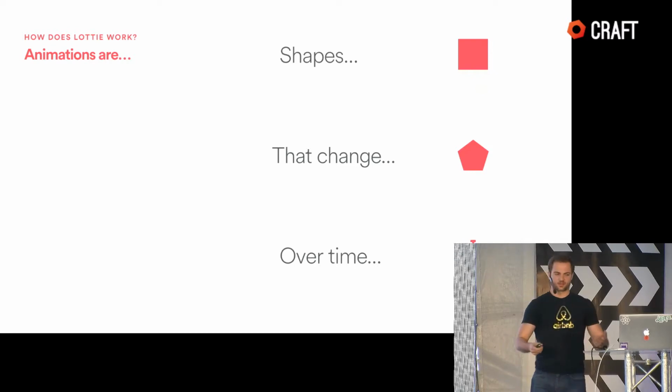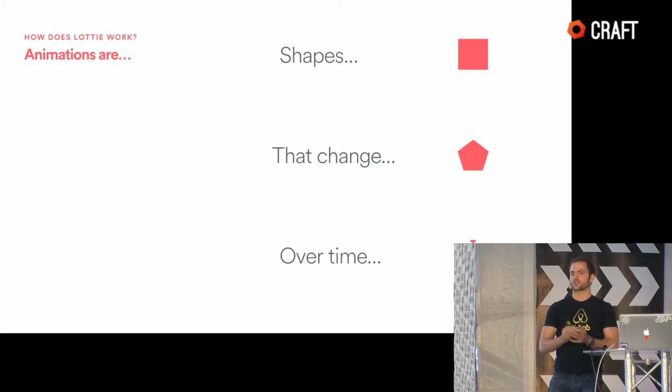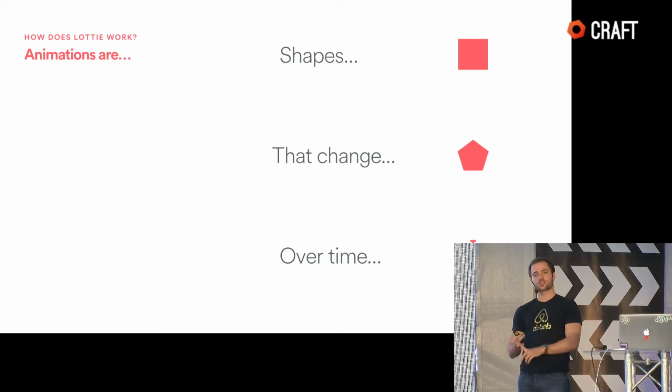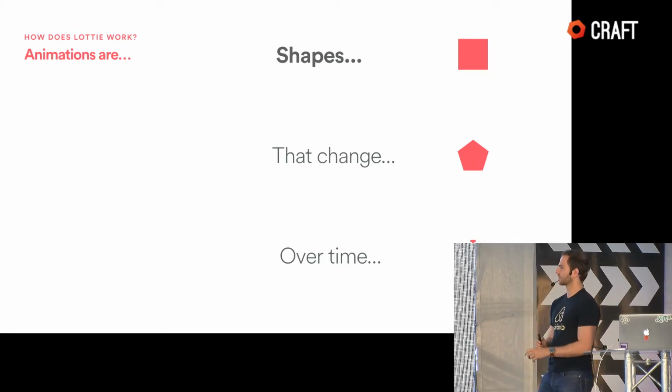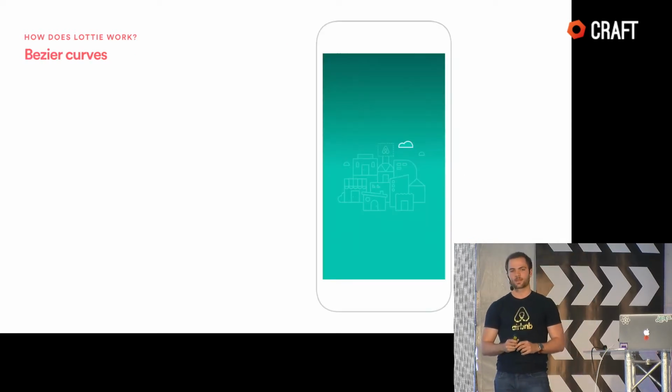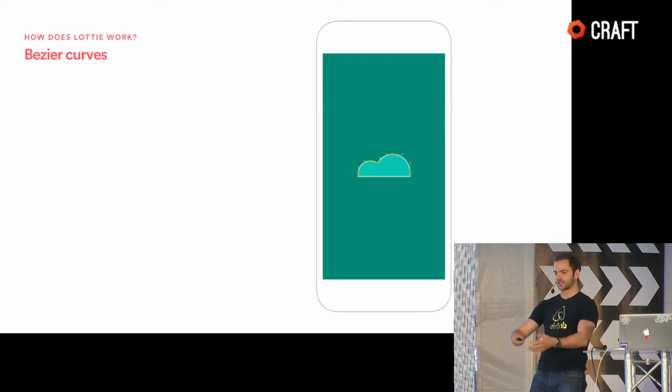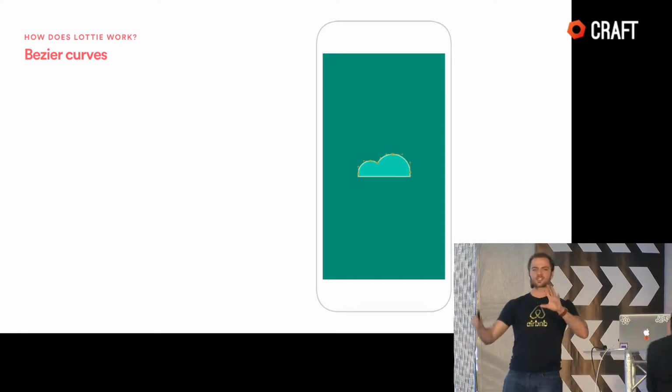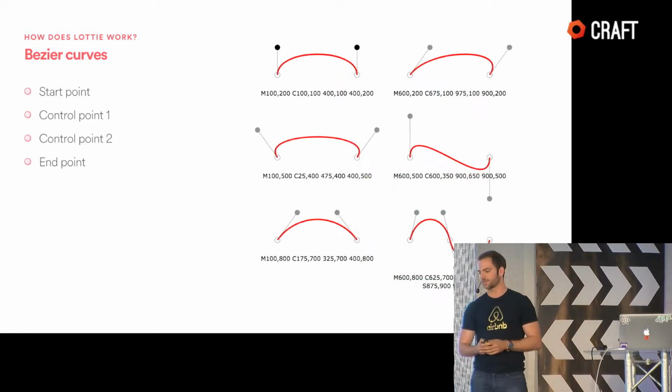So what's an animation? An animation is three main parts. It's a shape. That shape changes, and it changes over time. So let's walk through it. Let's talk about the shapes. So here we have, as part of the animation, a cloud. Let's zoom in, enhance it, and figure out how this cloud is made. Remember, this cloud is made from some of that stuff that was in that minified JSON file.